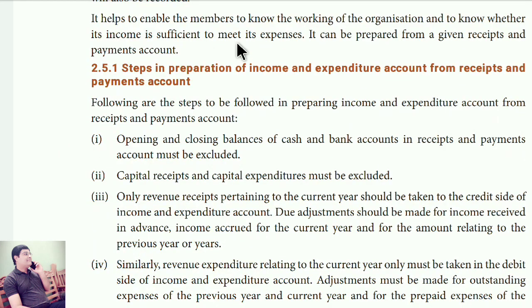It helps to enable the members to know the working of the organization and to know whether its income is sufficient to meet the expenses. So whether the income is sufficient to meet its expense, it can be prepared from a given receipts and payment account. Now what are the steps in preparation of income and expenditure account from receipts and payment account?